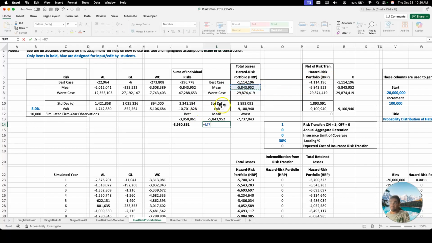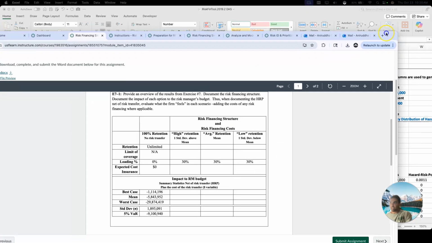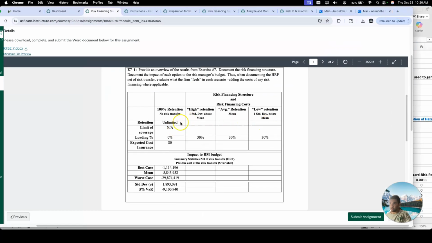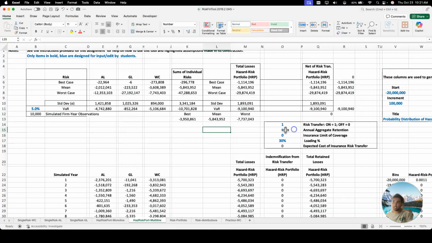The mean is just the mean. And the worst case is the mean plus a negative standard deviation, and that's how you get those numbers. So with that being said, you can now fill out this first line of what the retention level is.